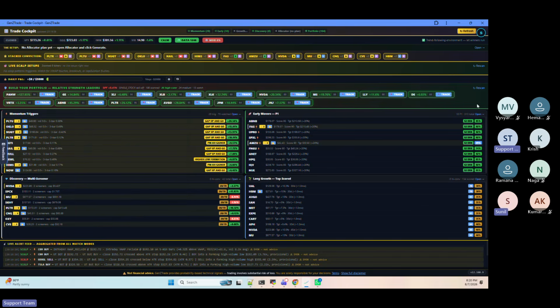This doesn't stay the same every day. A lot of stock setups change every day, right? So when something fits in, then you can add it in.